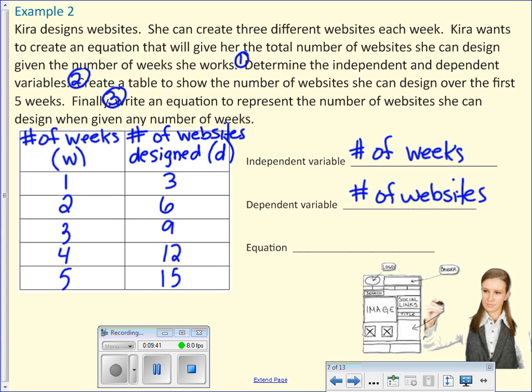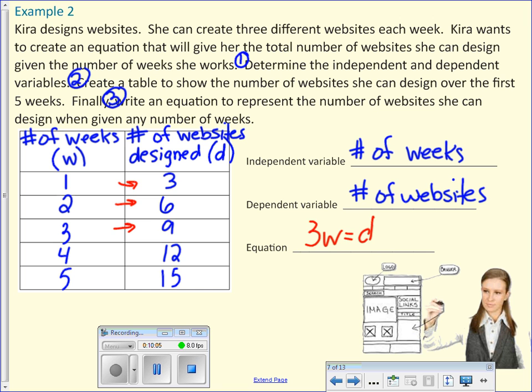Now what would my equation be? What did I do to my W to get to my D? What is the pattern over and over in my table? What did I do to my weeks to get my designs? Right, so 3 times the number of weeks gave me my number of designs.